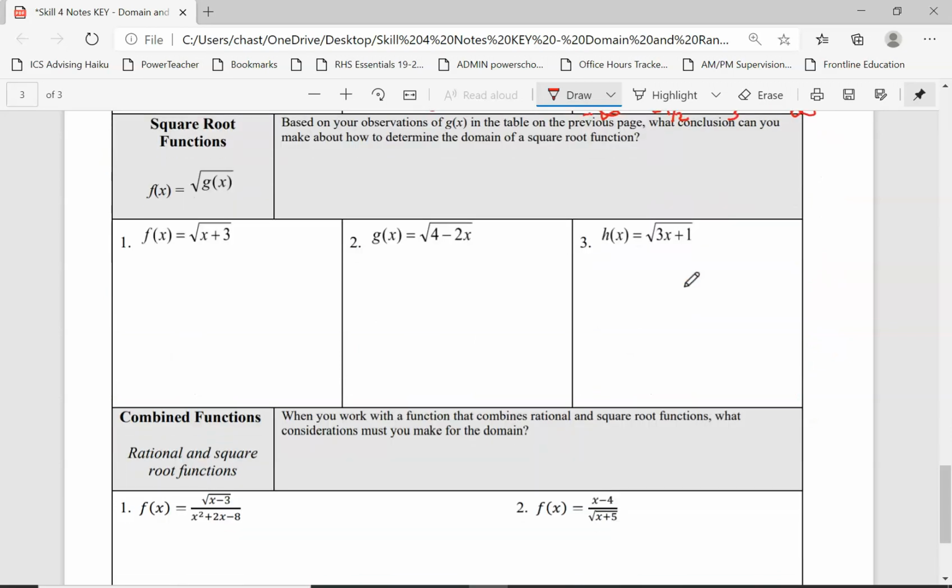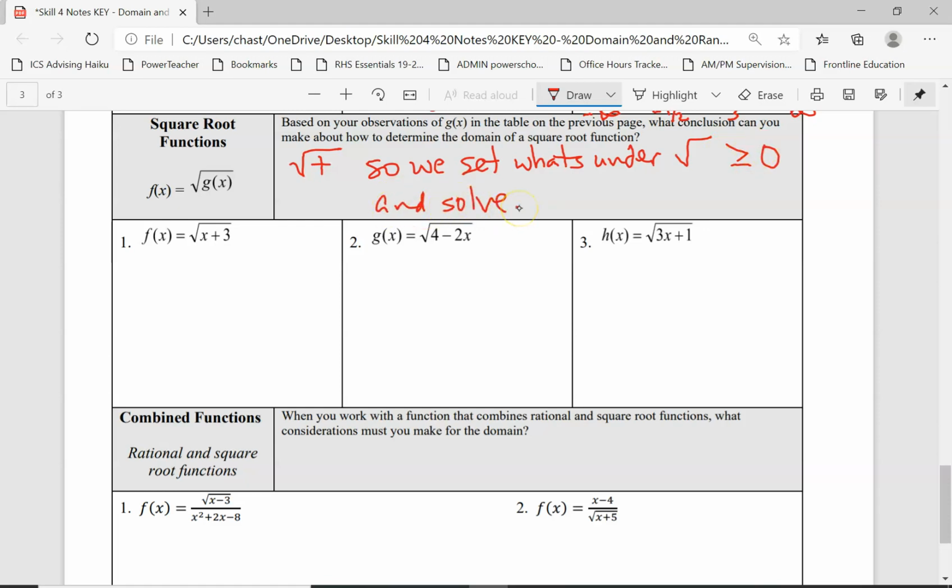Now, square root functions, remember we want the quantity, so we want the square root part to be positive, so we set what's under the square root greater than or equal to 0 and solve. Okay? That'll allow us to exclude the values of x that are going to make the square root negative. So when I look at the square root of x plus 3, I need to see what makes x plus 3 greater than or equal to 0. So solving that out, I get x is greater than or equal to negative 3.